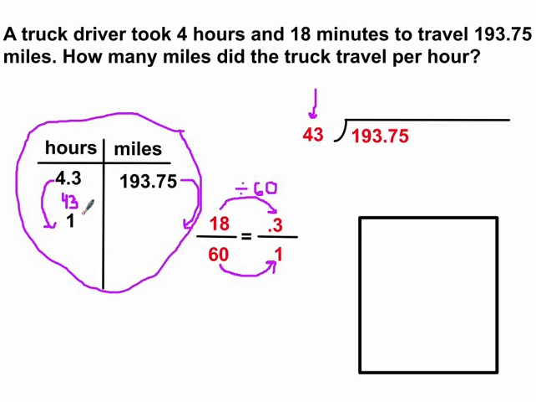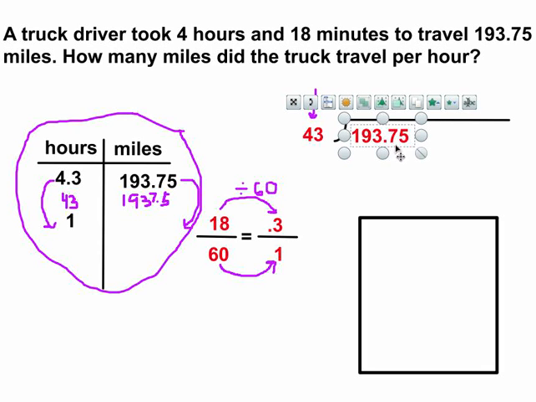And you've heard me say this before. Whatever we do to one side, we must do to the rest. So we're going to make this 10 times bigger too. And instead of calling it 193.75, we're going to call it 1,937.5. If you notice, this works because they're still in the same ratio. So that's all you do when you're dividing with a decimal.